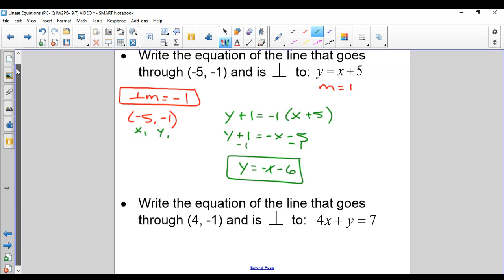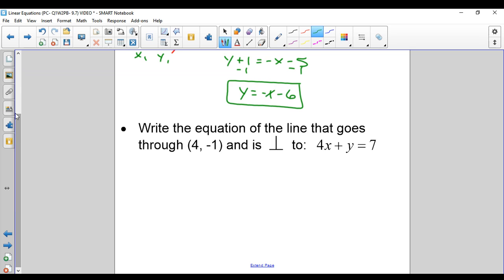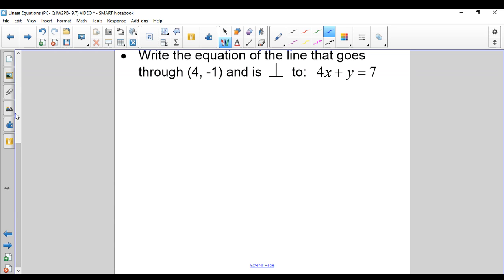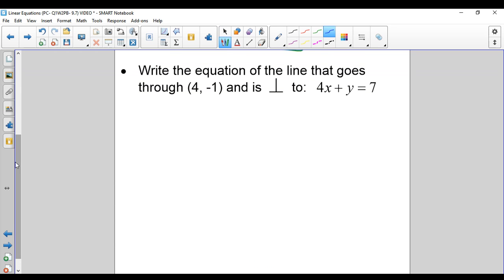Final example. Standard form once again, just like the last slide. Again, all I care about is what the slope is, and then I tweak it from there. So the slope, again, shortcut negative a over b. So we have negative 4 over 1. But my perpendicular slope, opposite sign, so it's positive 1 over 4. That's what I'm using.